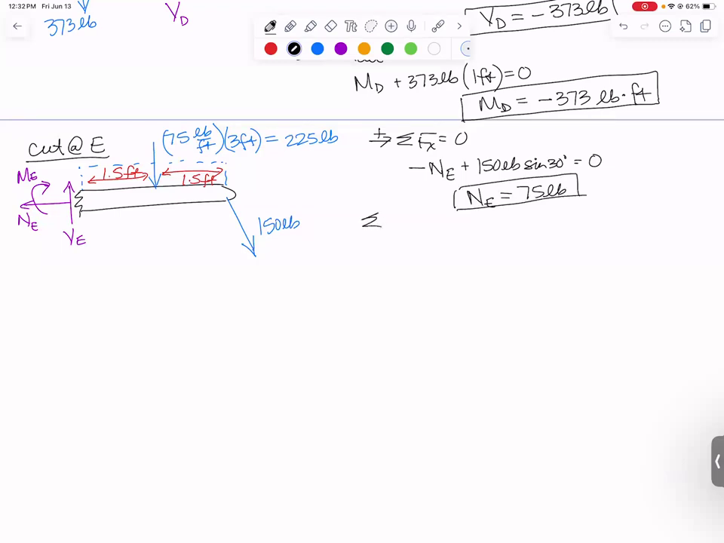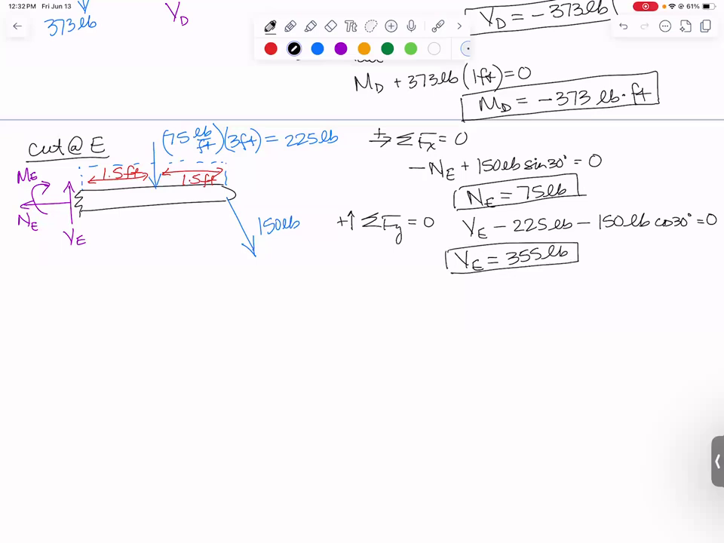Let's sum forces in the y. Doing that, we get VE minus the distributed load, 225 pounds, minus 150 pounds times the cosine of 30 equals 0. So VE comes out to also be positive 355 pounds.